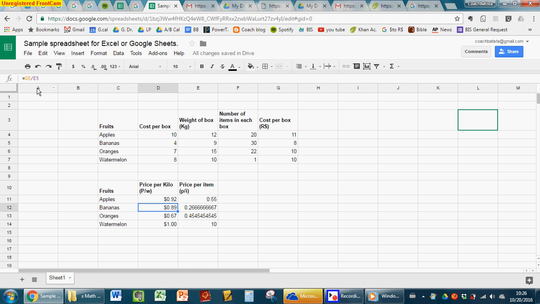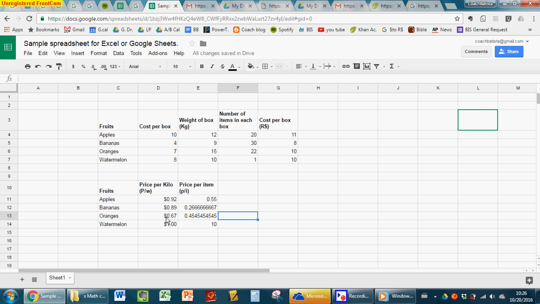So when I click on this, it says G5 divided by E5. G5 is this one. If you double click, you see this thing divided by this thing. When I double click on this one, it says this one divided by this one. So it does all the calculations for you. So price per kilo is the apples cost this much, 92 cents per kilo, the bananas 89 cents per kilo, the oranges is 67 cents per kilo, and the watermelon is 1 real per kilo. So based on this, I see the orange is the cheapest fruit per kilo.